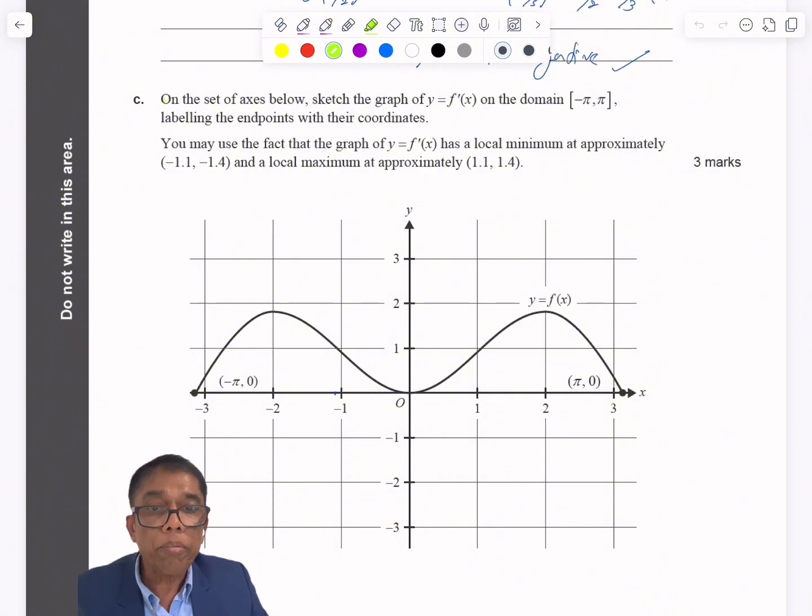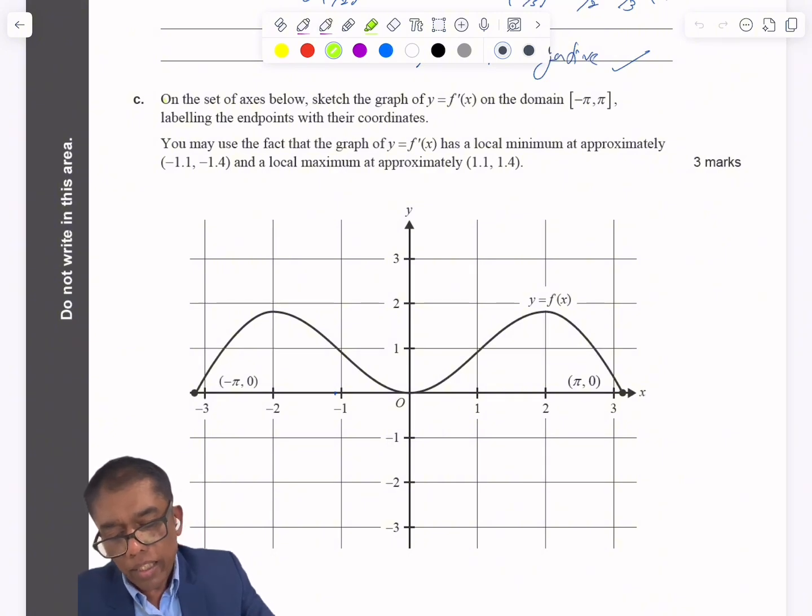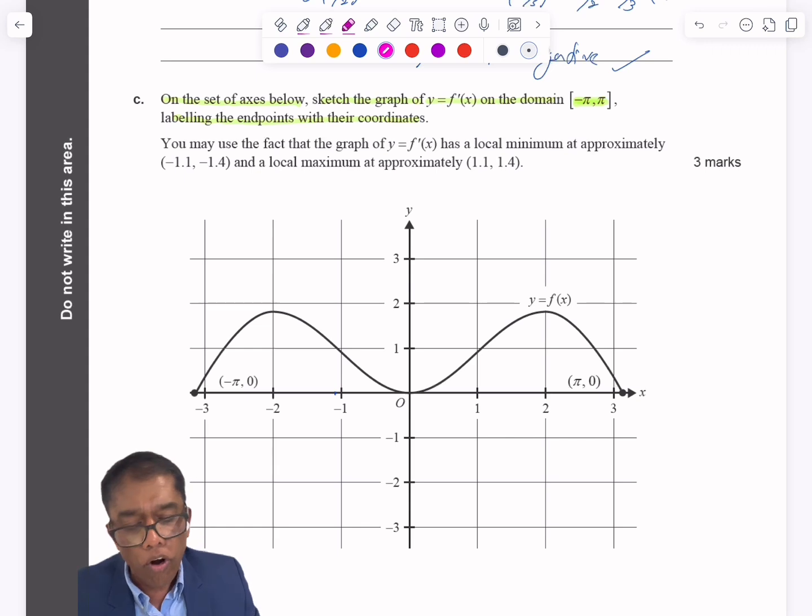Let's start part C of the question. It says, on the set of axes below, sketch the graph of y is equal to f dash x on the domain negative pi to positive pi, labeling the endpoints with their coordinates. You may use the fact that the graph of y is equal to f dash x has a local minimum at approximately negative 1.1 and negative 1.4, and a local maximum at 1.1 and 1.4.